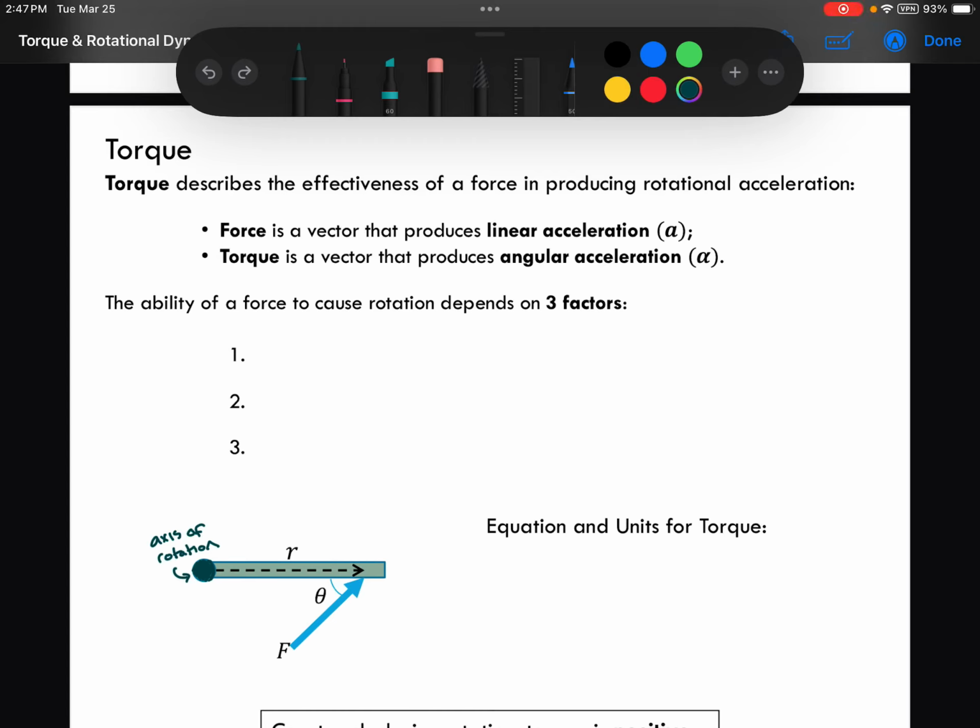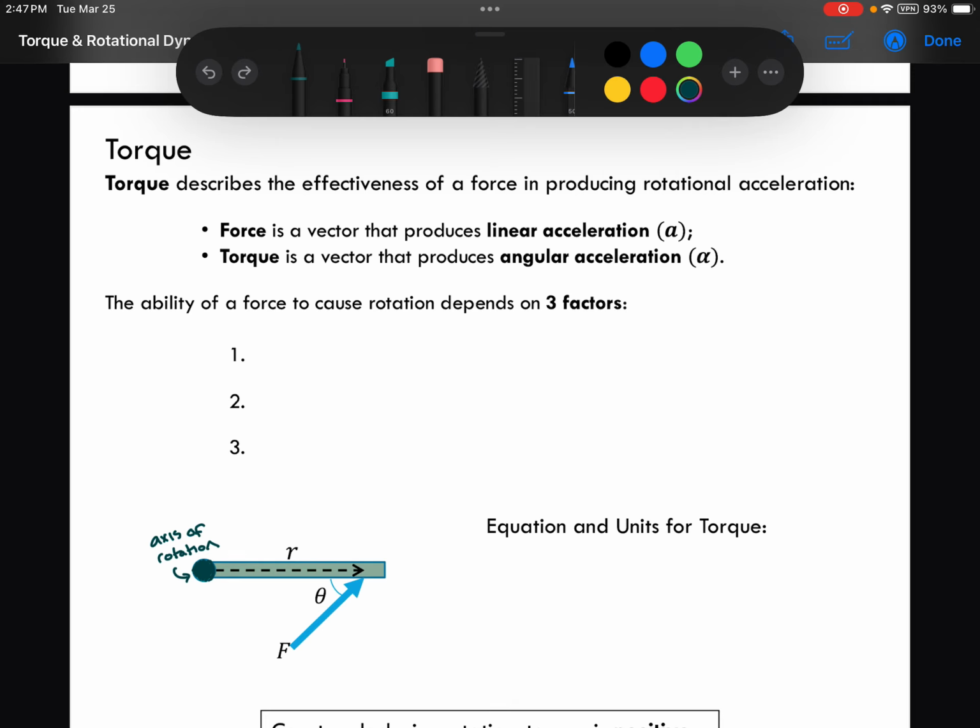Welcome back to our next topic in rotational motion. After kinematics for linear motion, the next idea we talked about were forces and dynamics, the why things were moving the way they were. And so we're going to repeat that idea with rotational motion, and we're going to introduce the topic of torque. And torque describes the effectiveness of a force in producing rotational acceleration.